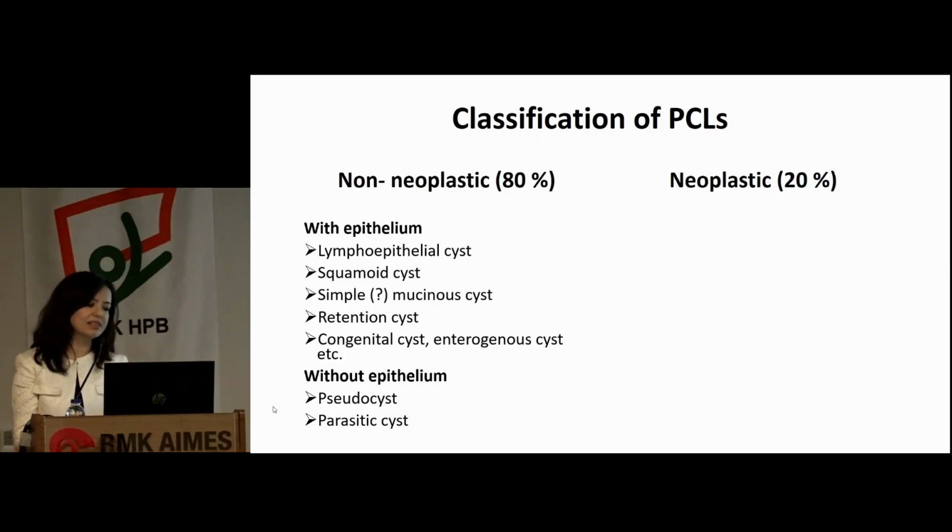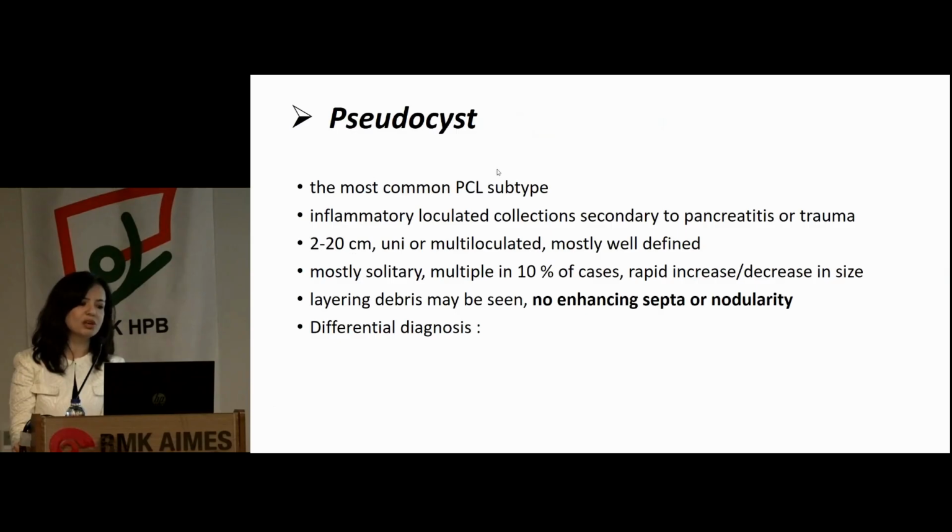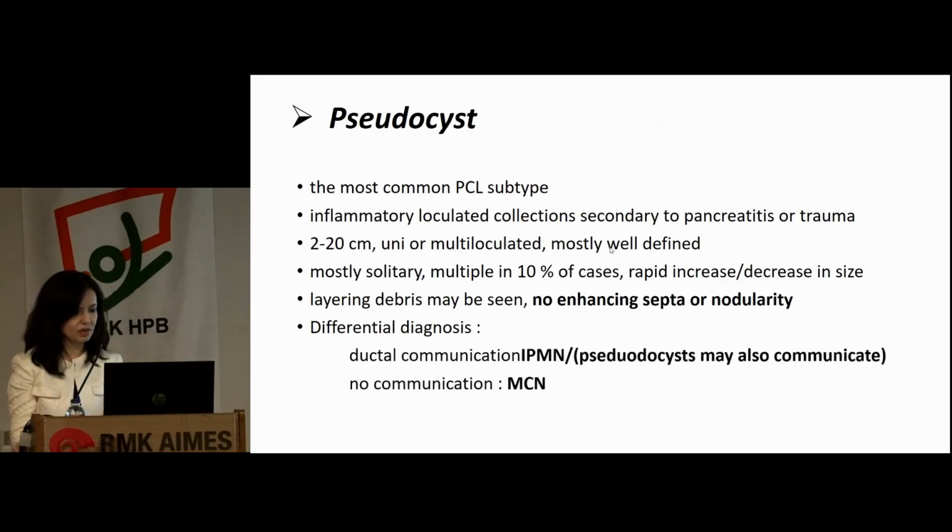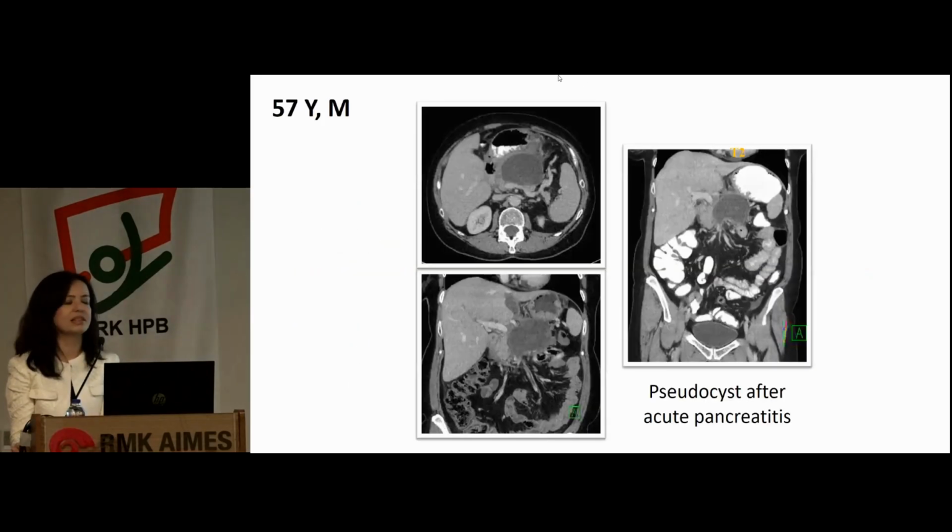Before switching on to neoplastic cysts, I will mention pseudocysts briefly. They are the most common PCL subtypes. Here, the clinical scenario is important. There will be a history of pancreatitis or trauma. They may be uni or multiloculated. There may be septa inside, but these septa will never enhance with contrast, different from other neoplastic lesions. There may be debris inside looking like nodularities, but they won't enhance with contrast. In the differential diagnosis, we should consider branch duct IPMNs and MCNs.